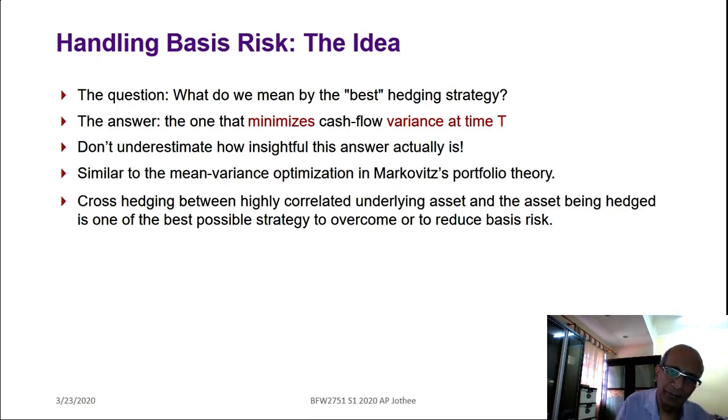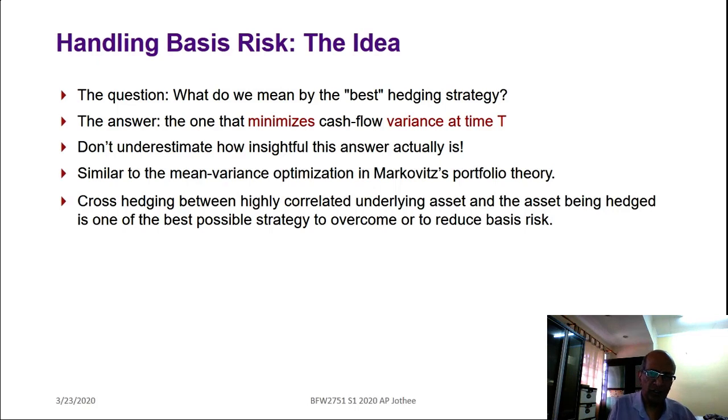So here also we are talking about what is the best hedging strategy when we have a commodity mismatch. How many contracts of the underlying in the futures should we buy or sell in order to cover a certain amount of price variance in the real market? The answer is the one that minimizes cash flow variance at time t. Don't underestimate this concept. This is a very, very insightful concept. Similar to the mean variance optimization in the Markowitz portfolio theory, how do you diversify in the sense that you reduce all the standard deviations?